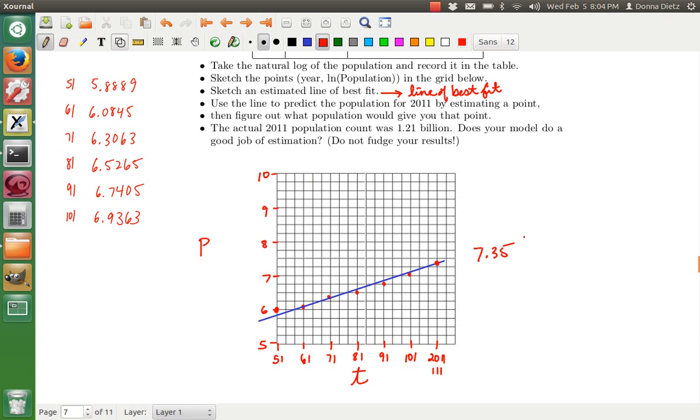Now, on the practice exam, I said 7.1 because I just drew a different best fit line that was still very close. Actually what happened is, I drew this point too low, and that influenced the way I drew my best fit line. But that's okay. We're still in the right ballpark. Okay. So that is the estimate for 2011.